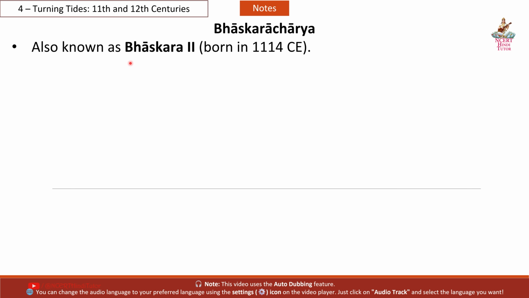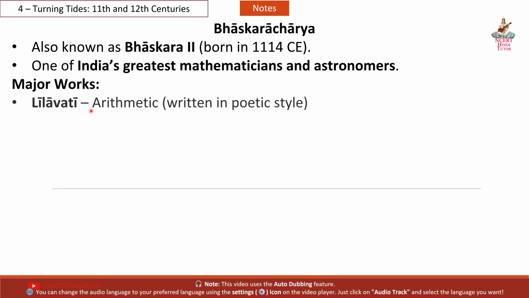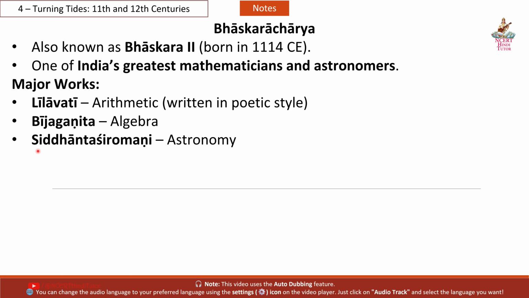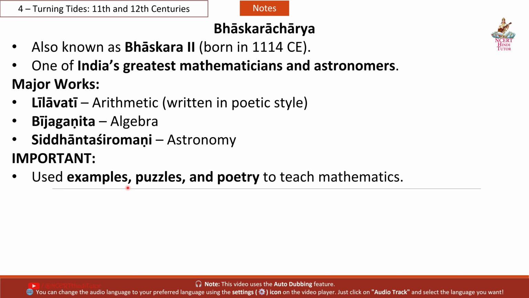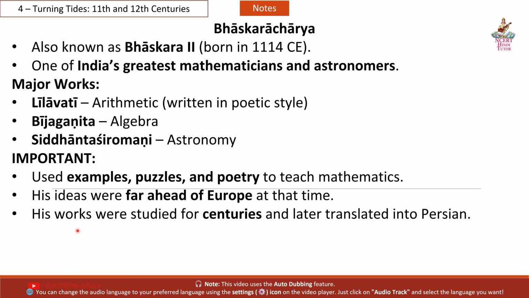Bhāskarāchārya, also known as Bhaskara II, born in 1114 CE, one of India's greatest mathematicians and astronomers. Major works: Leelavati, arithmetic, written in poetic style; Bija-ganita, algebra; Siddhanta Shiromani, astronomy. Important: used examples, puzzles, and poetry to teach mathematics. His ideas were far ahead of Europe at that time. His works were studied for centuries and later translated into Persian.